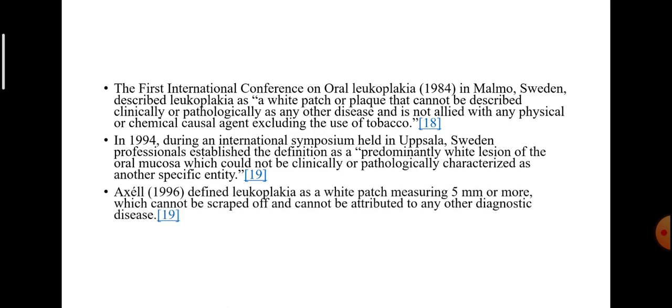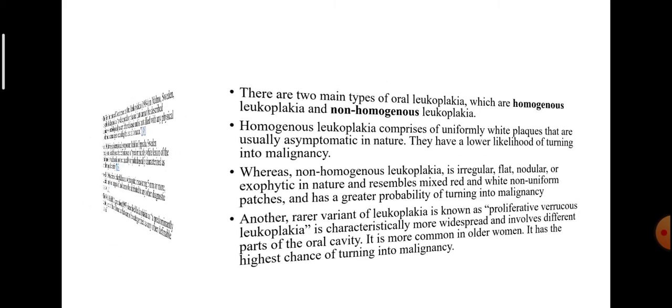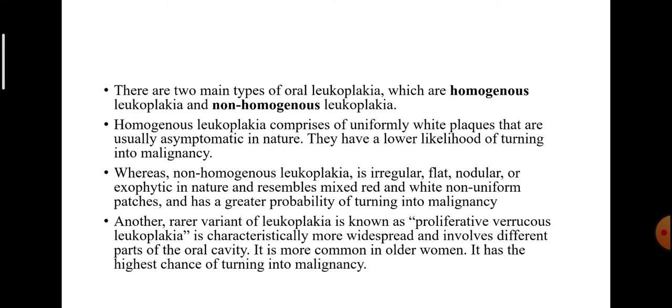Axell in 1996 defined leukoplakia as a white patch measuring 5 millimeters or more which cannot be scraped off and cannot be attributed to any other diagnostic disease. And the WHO described leukoplakia as a predominantly white lesion of the oral mucosa that cannot be characterized as any other definable lesion. There are two main types of oral leukoplakia, which are homogeneous leukoplakia and non-homogeneous leukoplakia.